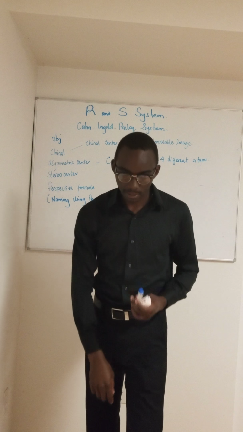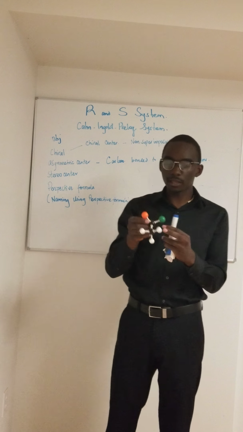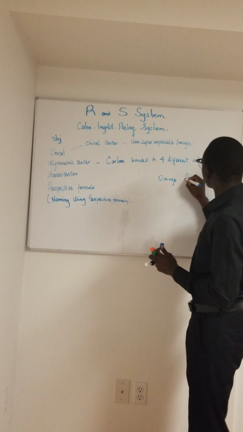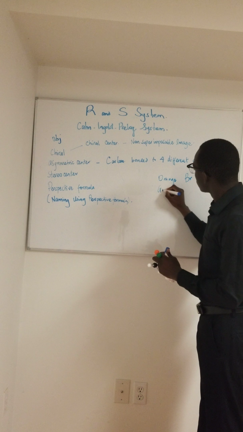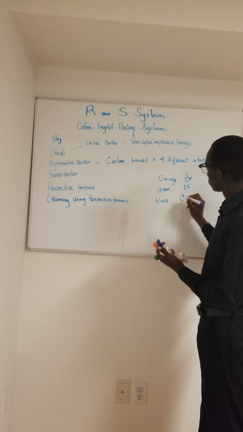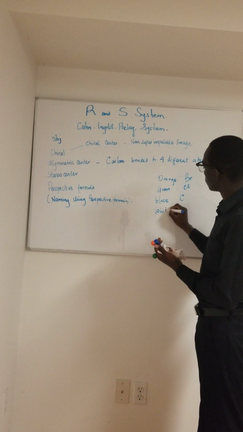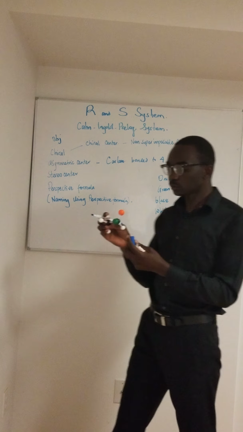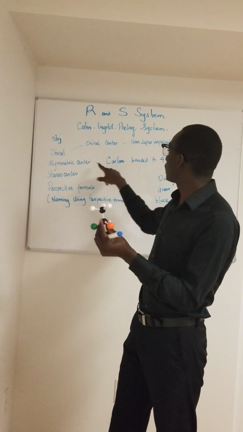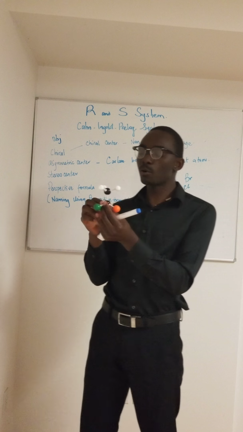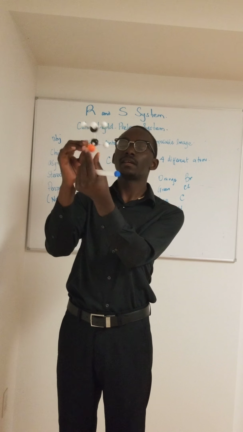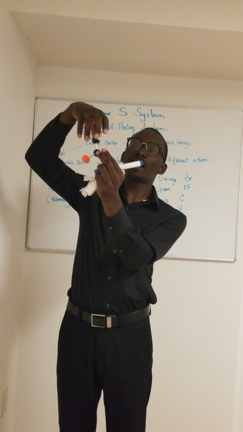So I have here an example of this model. If orange represents bromine and green represents chlorine, then black usually is for carbon, and white is for hydrogen. So what we mean by a chiral center or an asymmetric center or an asymmetric carbon is this carbon. It is bonded to a bromine, a chlorine, a hydrogen, and a methyl group.